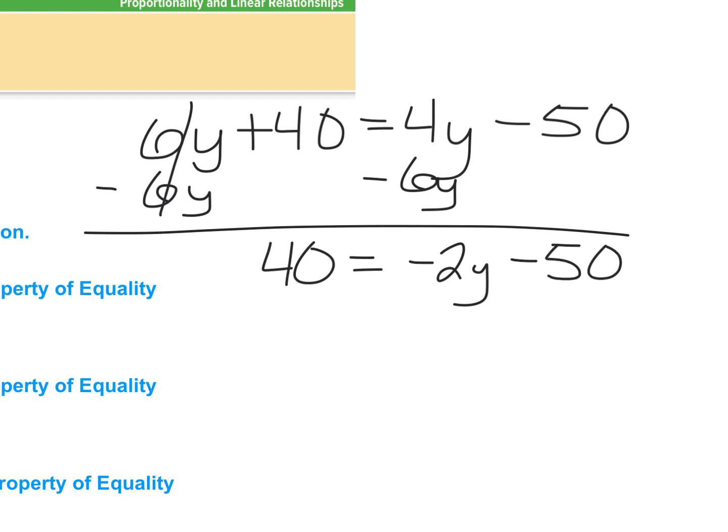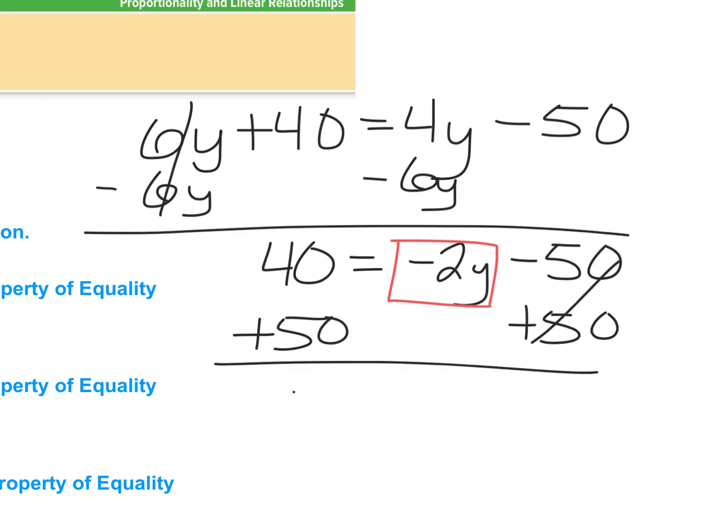Now, does this look like something we've done before? Yes. Okay, we got variables on both sides. Now we can work with this equation. So what are we trying to isolate? The y. What's with the y? Negative 2. Okay, so remember, why am I boxing that? They have to stay together the whole time. So what do I do next? Add 50.